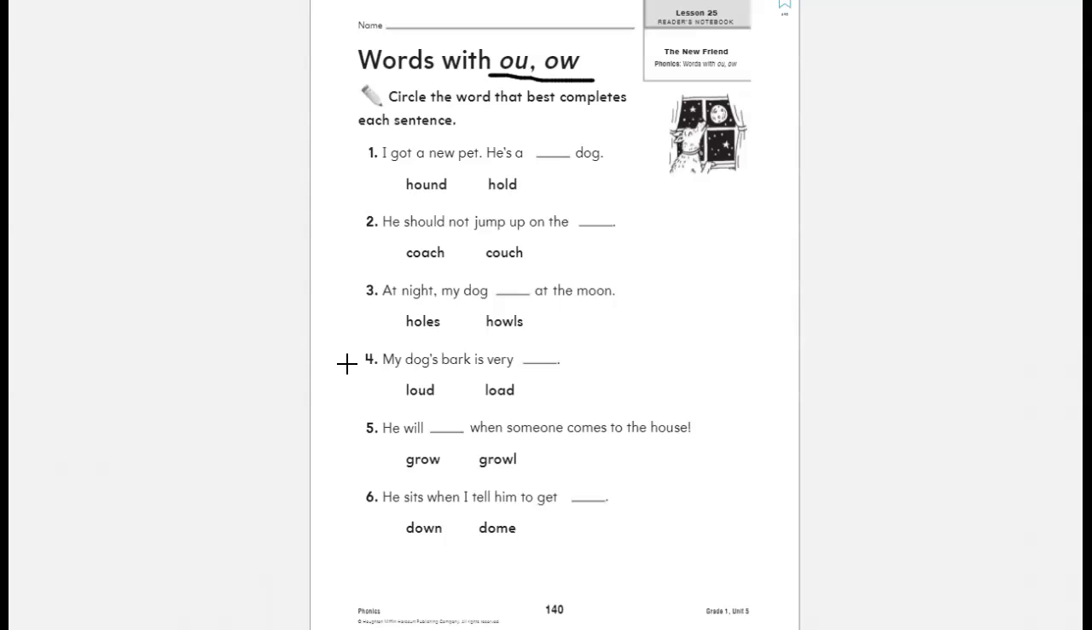Number 4, my dog's bark is very blank. Loud, load. Circle the word that best completes the sentence. My dog's bark is very blank.